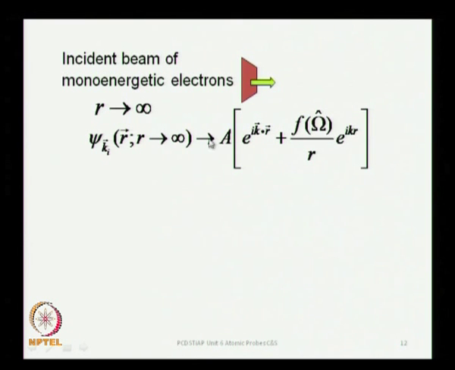So this is the kind of wave function that you will expect to get, because the incident beam of monoenergetic electrons will be represented by a plane wave, right, and then you have a scattered wave which will go as e to the ikr over r multiplied by some function which is a function of angles. So here you have got e to the ikr, in the denominator you have put in 1 over r, and that is a good thing to do because the intensity will go as amplitude square.